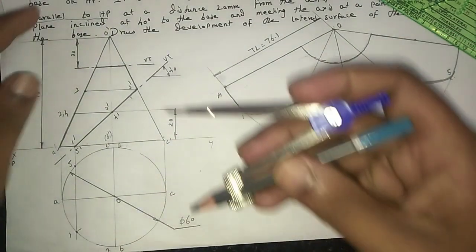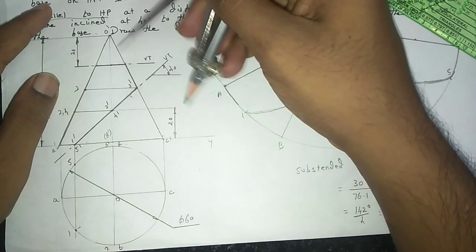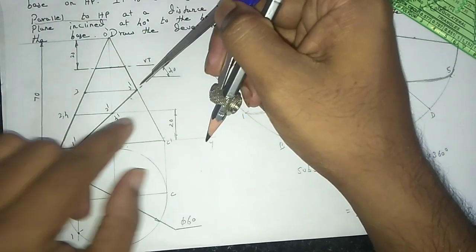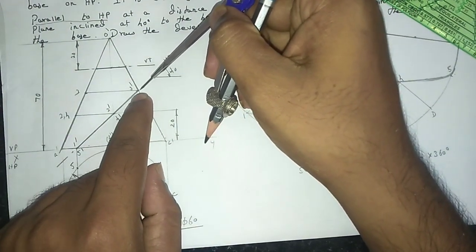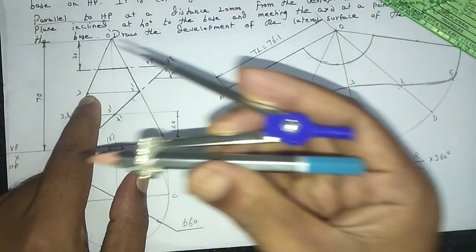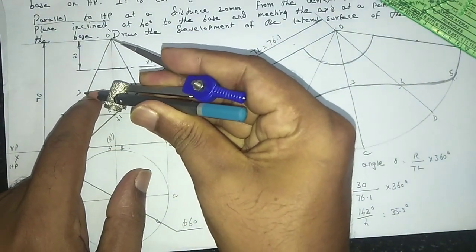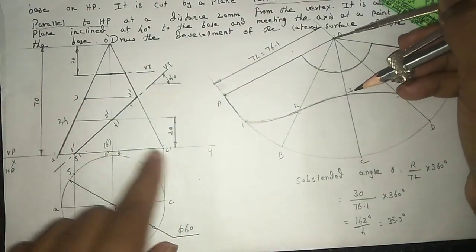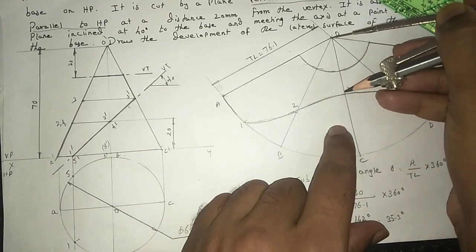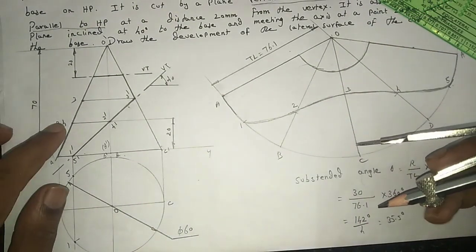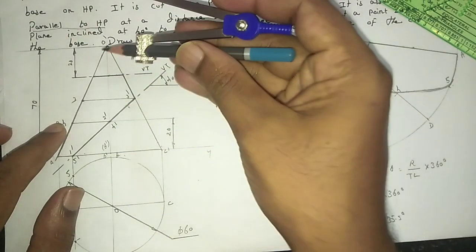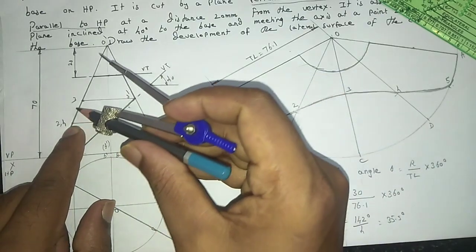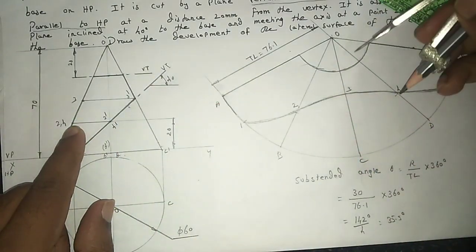Point 3 is located on the imaginary slanting generator, that is O and C. We transfer the point to the true length line and measure the distance of O and 3 on the true length, place the compass on the apex point, and on the imaginary generator line OC we mark the point. Point number 4 is located on the invisible imaginary generator line O and D. So we transfer point 4 to the true length, measure the distance O and 4, place the compass on the apex point and mark point 4.